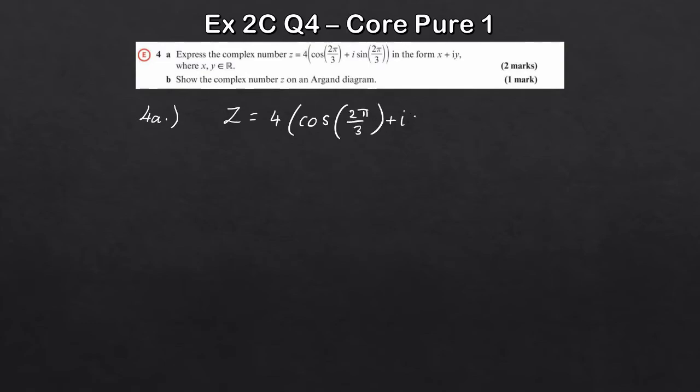Plus i sine 2 pi over 3. Now, cos 2 pi over 3, what's this? If you put it on your calculator, what would you get? Well, what you actually get is that cos of 2 pi over 3 is actually just minus a half. Okay, so that's minus a half. What about sine 2 pi over 3? If you put that on your calculator, what you should hopefully get is that this is root 3 over 2. So this is i root 3 over 2.